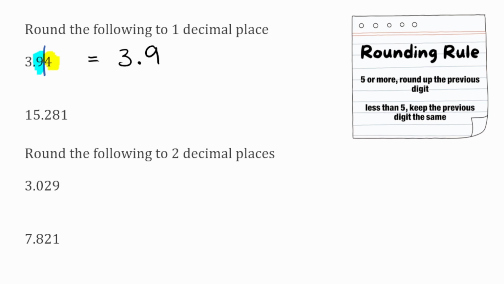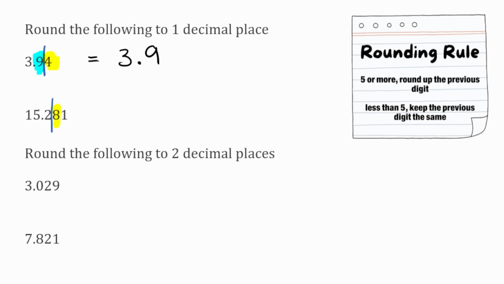So for this next question, we've got 15.281, and we're going to round to one decimal place again. So the first decimal place in this number would actually be the 2. So we're going to put our line between the 2 and the next digit, which is the 8. So then we're going to decide if we're going to keep that 2 as a 2 or round it up to a 3. And we can figure that out by looking at this digit on the right hand side, which is an 8. And then we follow our rounding rule again.